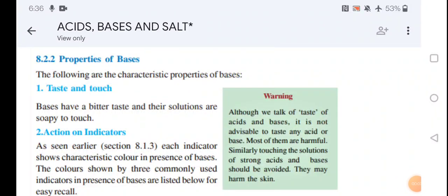Hi, in last class we studied some basic definitions of acids and bases, and next we studied the properties of acids. In today's class we are learning the properties of bases. So the first property is taste and touch. Bases taste bitter and feel soapy. Bases are bitter in taste and their solutions are soapy to touch.